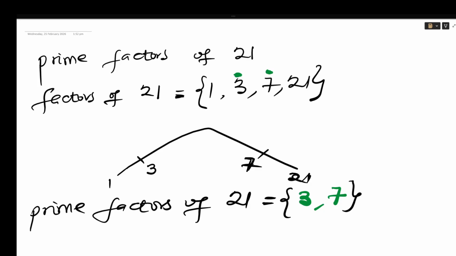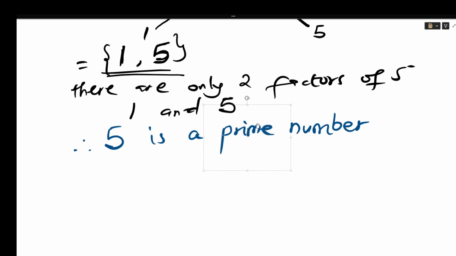So this brings us to the end of this lesson, where we applied our knowledge of factors to identify whether a number is a prime number or not. Also, we tried to find the prime factors of a given number. To quickly recap, a prime number is any number that has two factors, 1 and the number itself. A prime number has only two factors, 1 and the number itself.